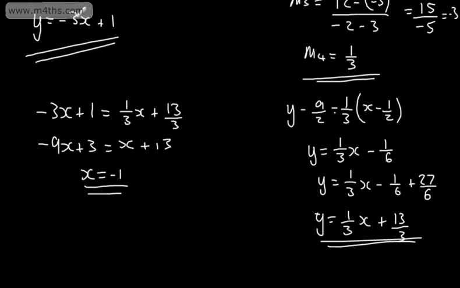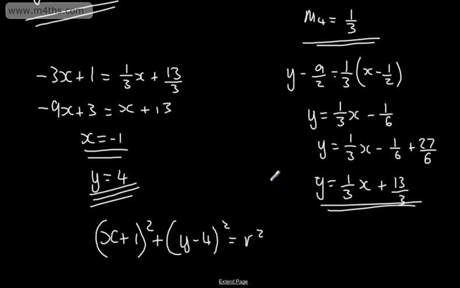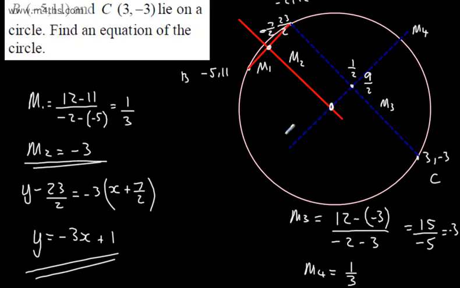Substituting in, we can see from here that y is going to be equal to negative 3 lots of negative 1, which is 3, plus 1, which is going to be 4. So we can now start writing the equation of a circle. (x + 1)² + (y − 4)² is equal to the radius squared. So I found this point now here, and that's going to be negative 1, comma 4.